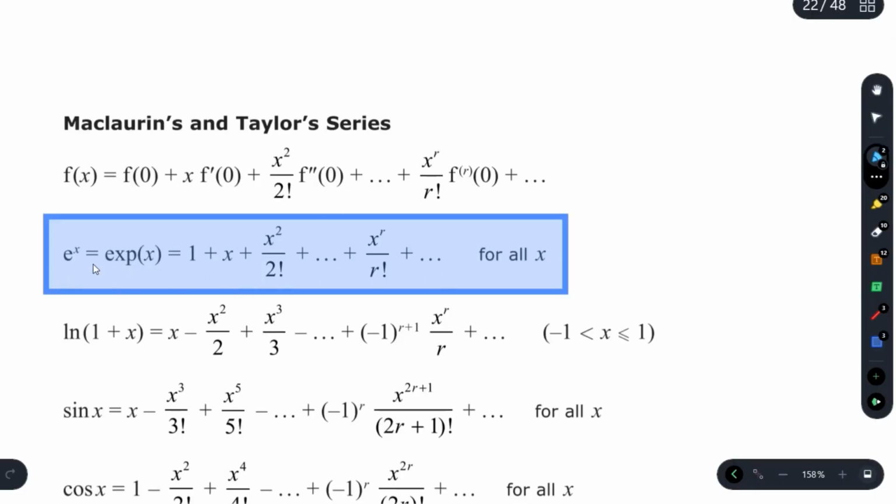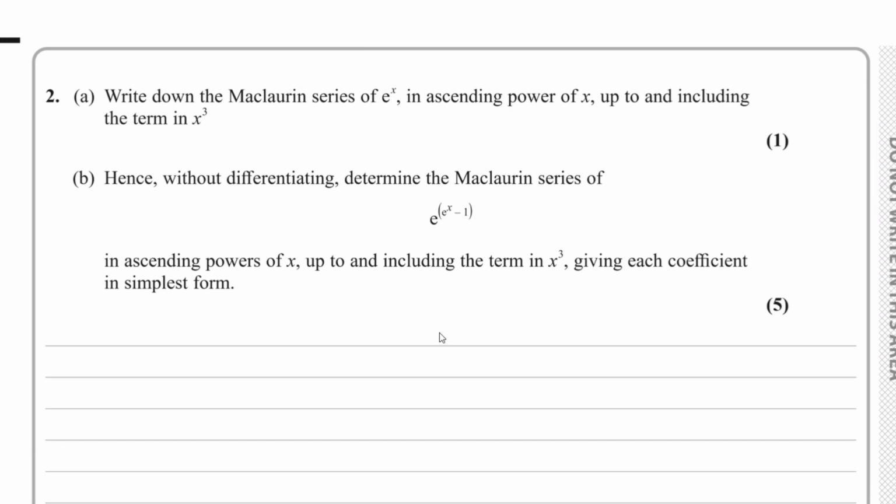In the formula book, we have e to the x given by 1 plus x plus x squared over 2 factorial plus other terms, plus in general x to the r over r factorial, and then we continue this for higher order terms, and this is for all values of x. Which means, for part A, e to the x is given by 1 plus x plus x squared over 2 factorial plus x cubed over 3 factorial plus higher order terms.